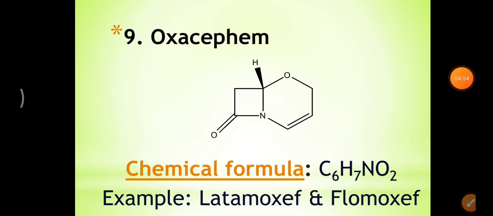So these are the 9 most common nucleus which are present in the beta-lactam antibiotics.